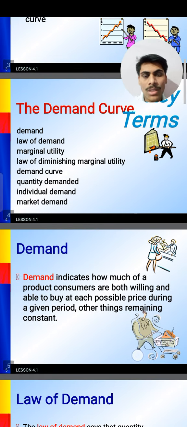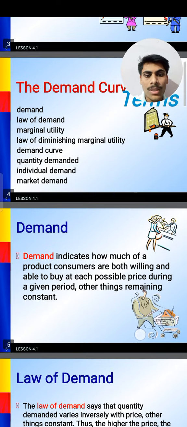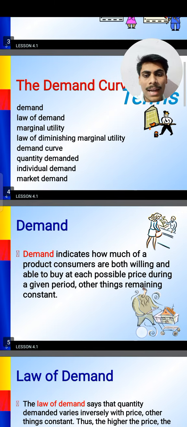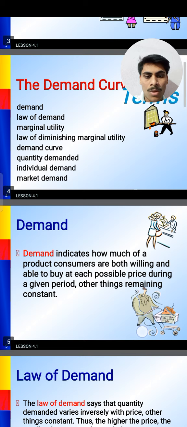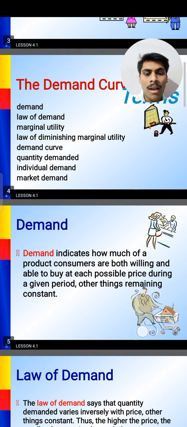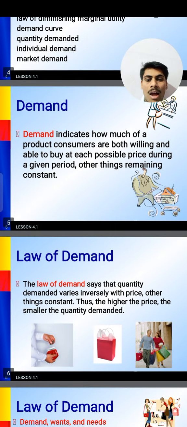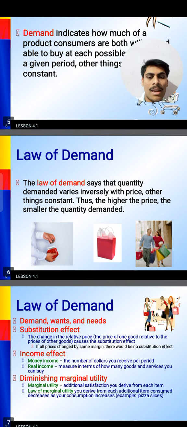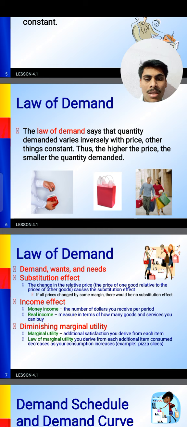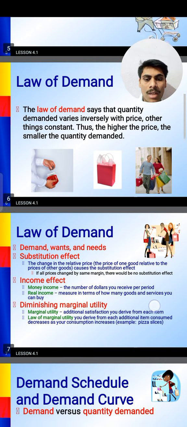Demand indicates how much of a product consumers are both willing and able to buy at each possible price during a given period, other things remaining constant. The law of demand says the quantity demanded varies inversely with the price, other things constant. Thus the higher the price, the smaller the quantity demanded. This is called the law of demand. Demand involves wants and needs, and substitution effects.